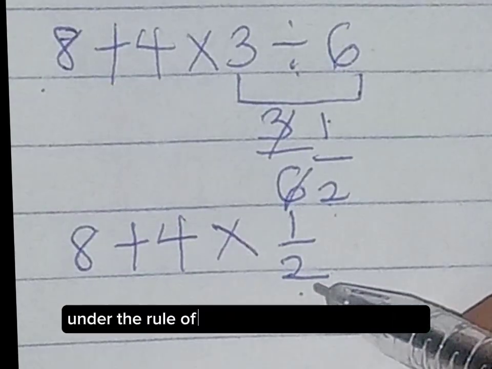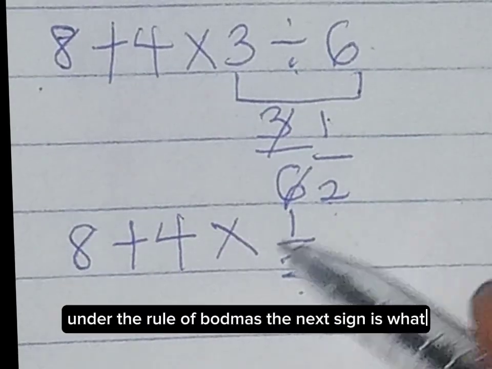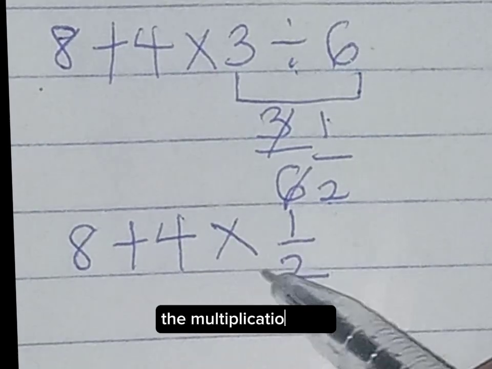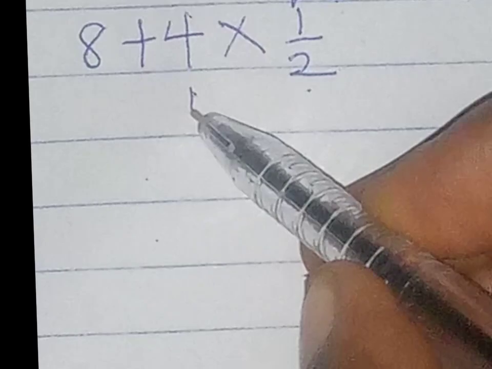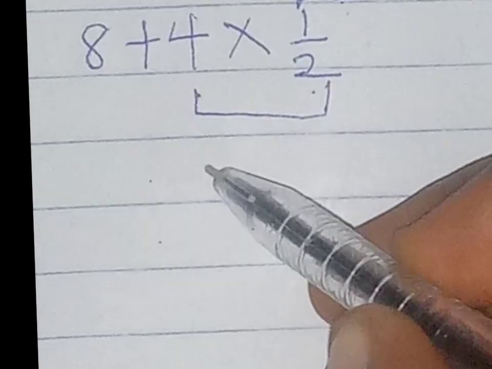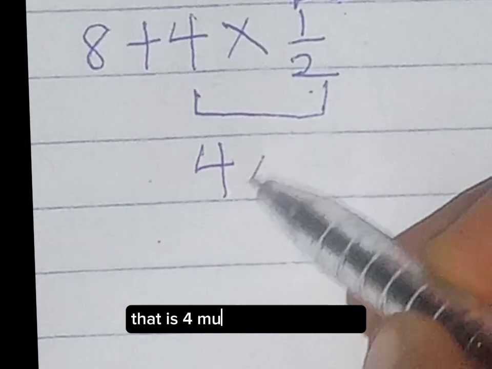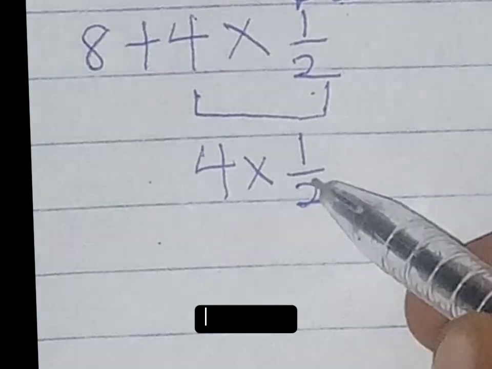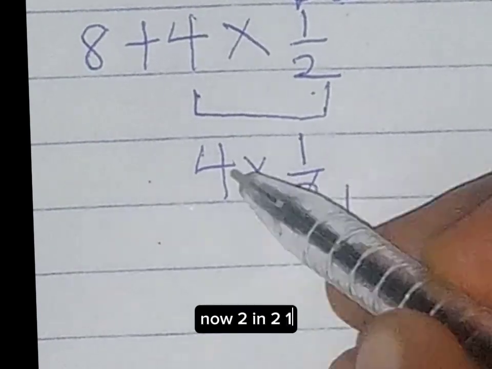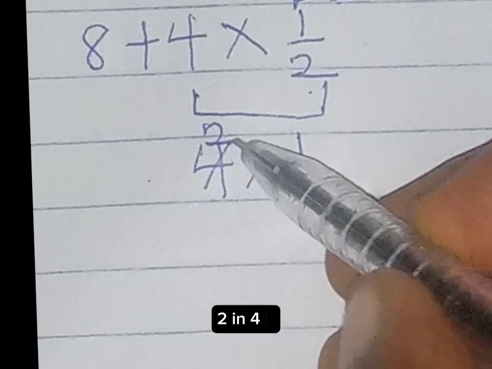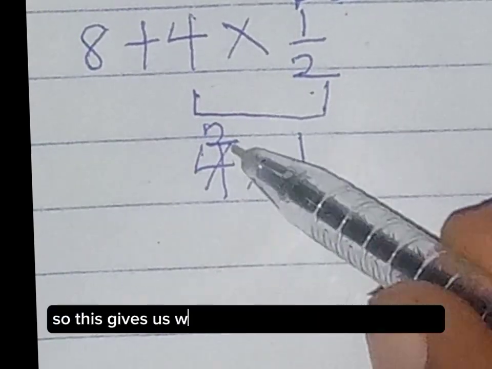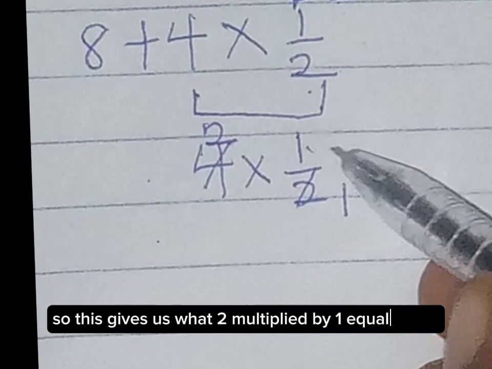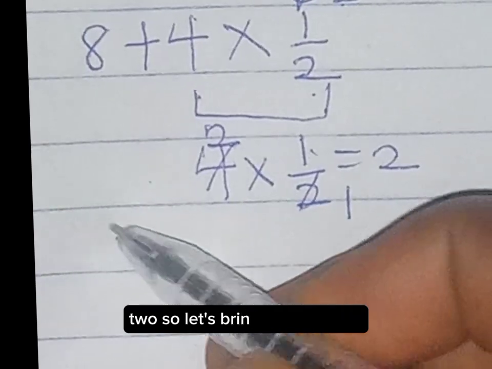Under the rule of BODMAS, the next sign is what? The multiplication sign. That is 4 multiplied by 1 over 2. Now 2 in 2, 1. 2 in 4, 2. So this gives us what? 2 multiplied by 1 equals what? 2. So let's bring down this.